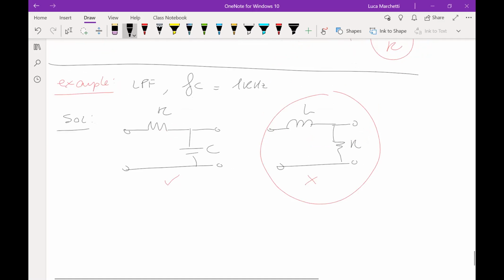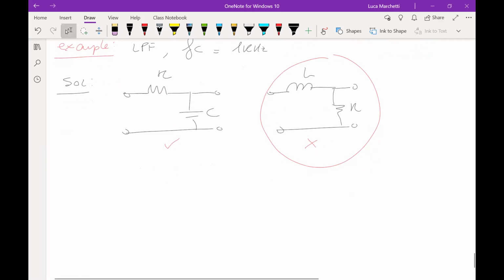Okay, so then we want a frequency of 1 kilohertz, and we know that, because now we are pros in this filter design, that the formula for the cutoff frequency of this circuit is 1 over 2 pi RC. The question is, this one has to be 1 kilohertz. How do I choose R and C? Should I choose them randomly? Do I have any criteria?